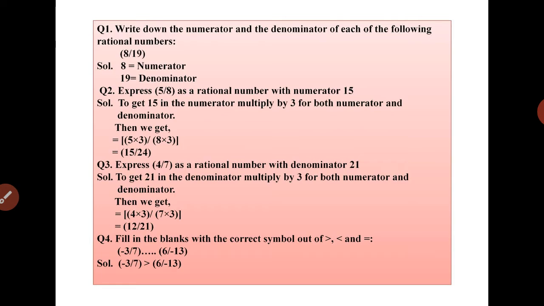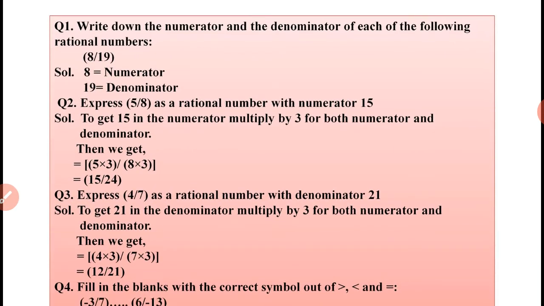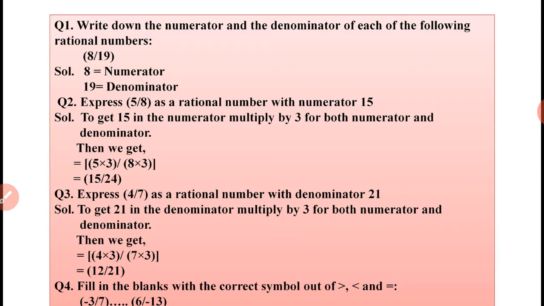See question number 1. Write down the numerator and denominator of each of the following rational numbers. So here 8 upon 19. So 8 is the numerator and 19 is the denominator. Always the upper part will be the numerator and the lower part will be the denominator. Now after this, see question number 2.